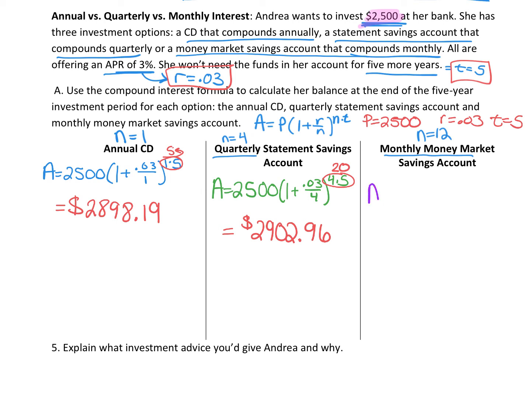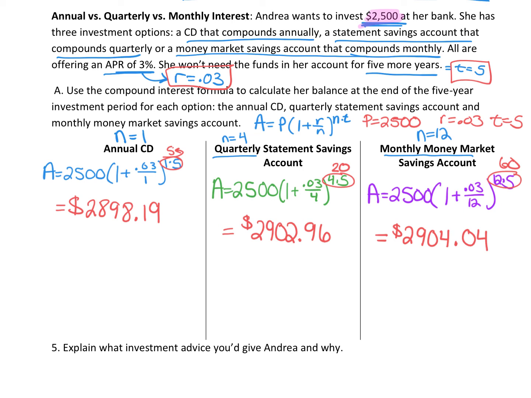All right, the last one, again, very similar, except for now we're compounding monthly. So now my n is 12. So my 12 is going to go below my rate, and I'm going to do 12 times 5 as my exponent. So my new exponent is going to be 60. So 2,500 times 1 plus 0.03 divided by 12 to the 60th power. And I'm going to get $2,904.04.